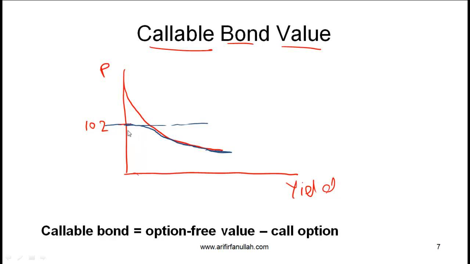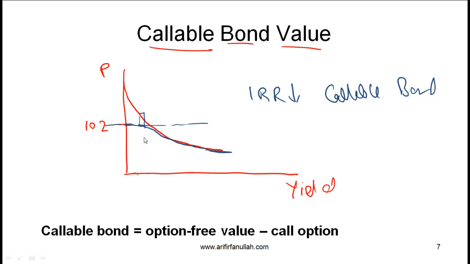In terms of interest rate risk, we say that the interest rate risk of a callable bond is lower than that of a straight bond, because at relatively low yields the slope of this line is little. So if you compare this blue line, which represents the callable bond, with the red line, a 1% increase in interest rates, or a small increase in interest rates, causes only a small change in the blue callable bond, but it causes a much bigger change in the red option-free bond. So interest rate risk is lower for a callable bond.